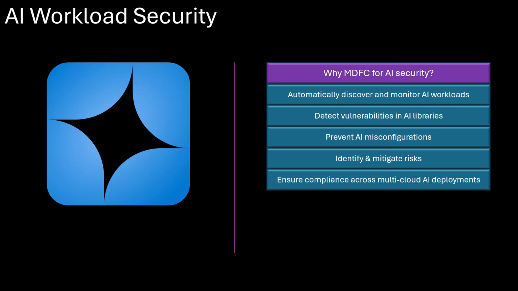As AI adoption grows, so do security risks. Cyber criminals are increasingly targeting AI models, training data, and inference APIs, making it critical for you to secure AI workloads at every stage. With Microsoft Defender for Cloud, you can automatically discover and monitor AI workloads across Azure and AWS. You can detect vulnerabilities in AI libraries like TensorFlow and PyTorch. You can prevent AI misconfiguration with security recommendations. You can identify and mitigate risk using attack path analysis. And you can ensure compliance across multi-cloud AI deployments.